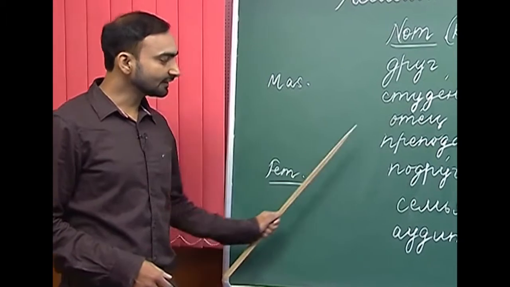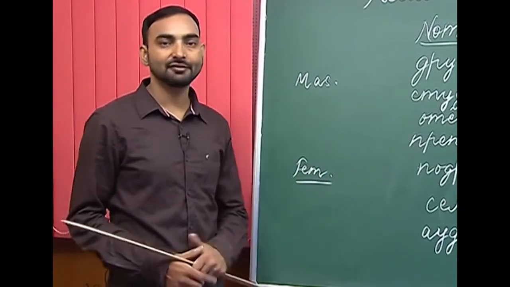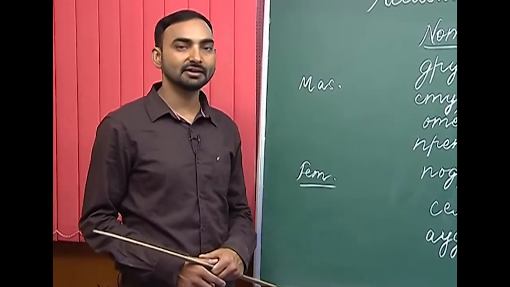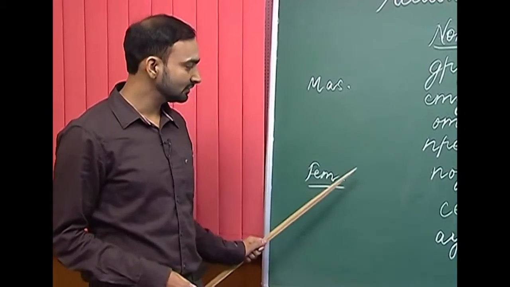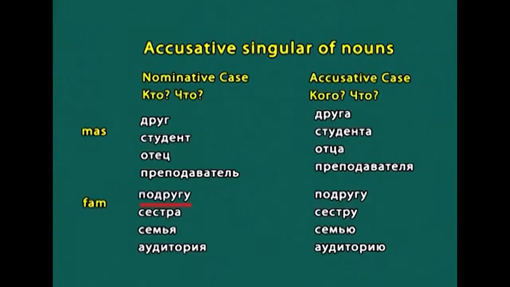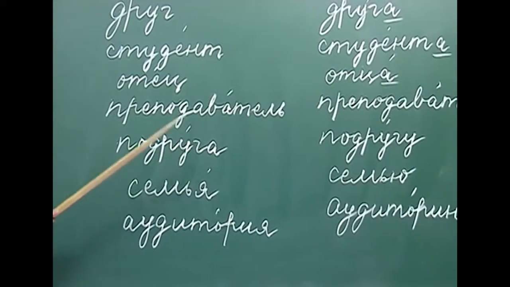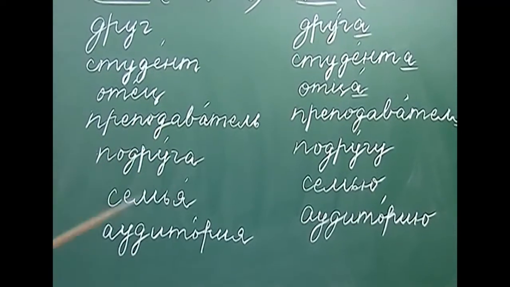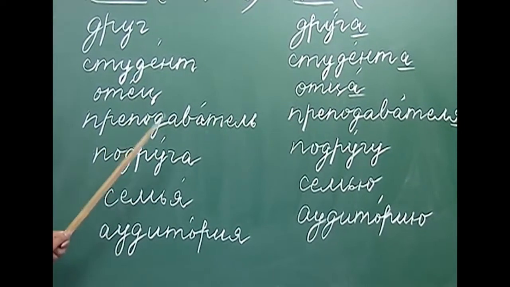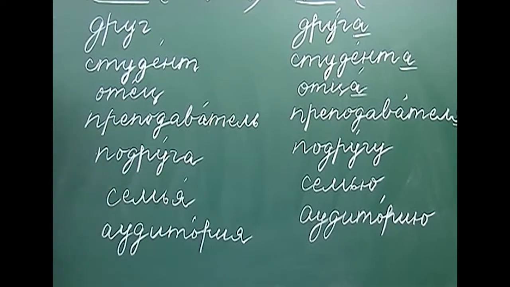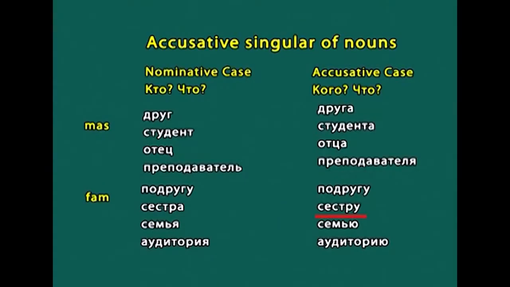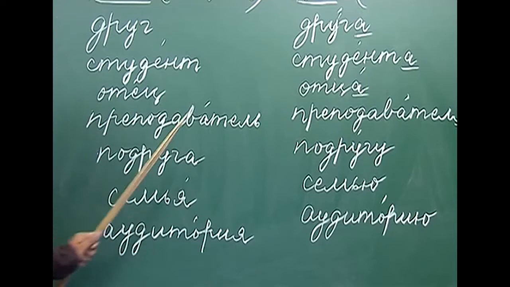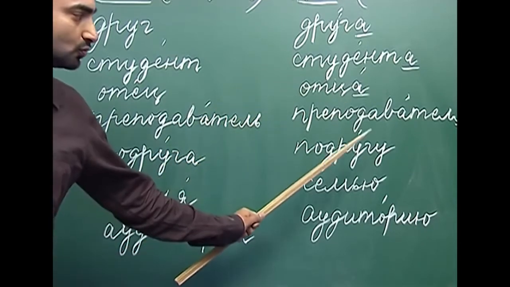Now, let us discuss the feminine gender nouns which change their forms in the accusative case. The first noun I have written here is подруга. Подруга is a female friend. So, what changes do we make in the nouns of feminine gender in the accusative case? This а has been replaced with у. So, подруга has become подругу.